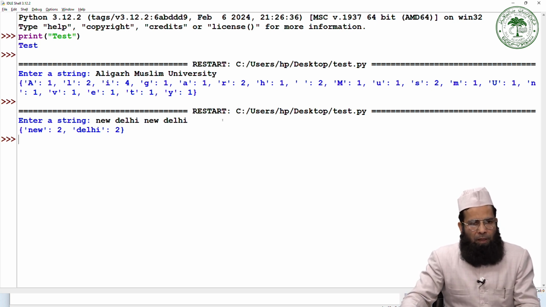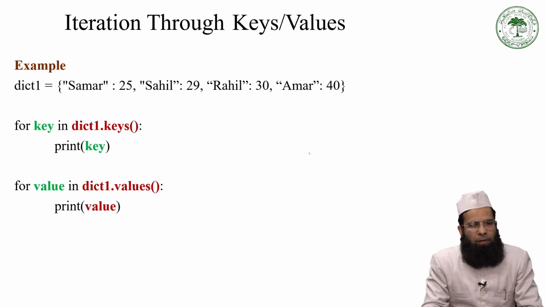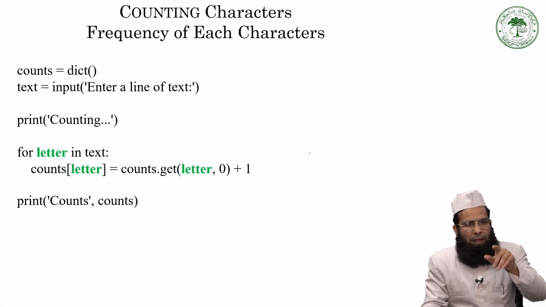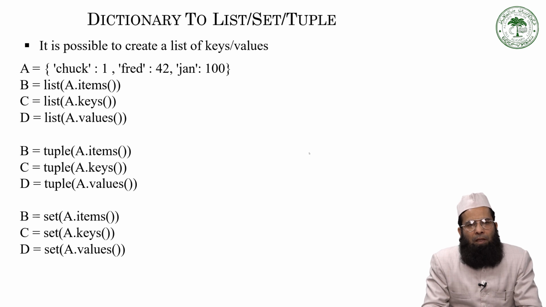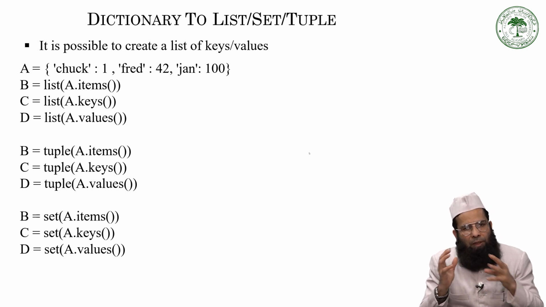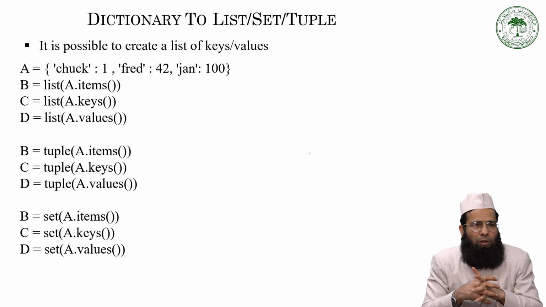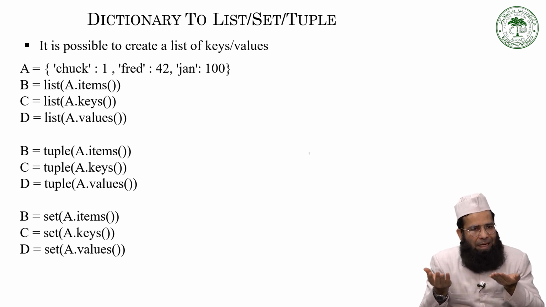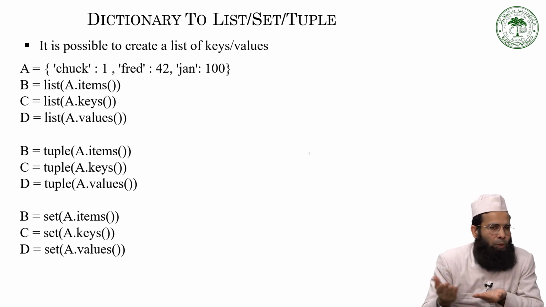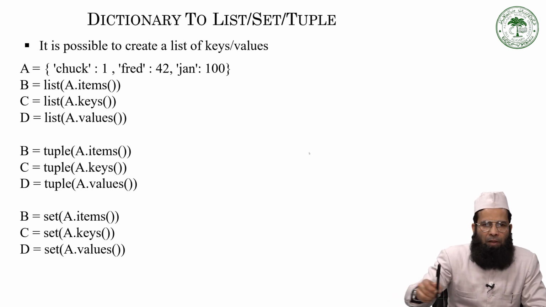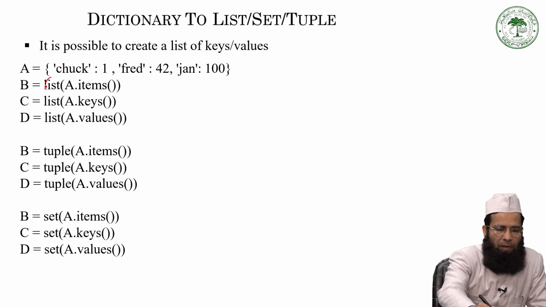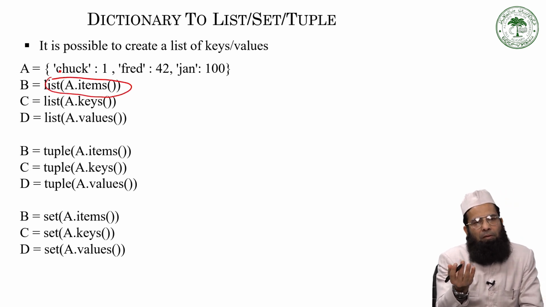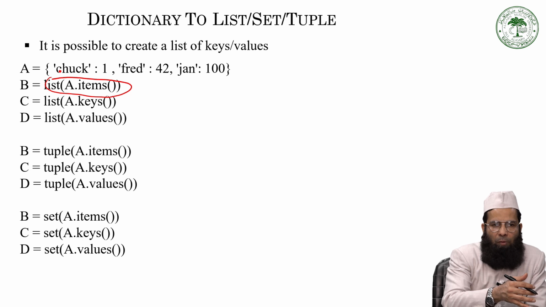Now let me come to the PPT. So you have seen how to access keys. The same program is written here. The frequency of each character, I have written that program here as well. Similarly, I can convert a dictionary to a list or set or tuple. So you can convert keys of a dictionary into a list, like in this case. In this way, the whole items, the key-value pairs, are stored in the form of a list.